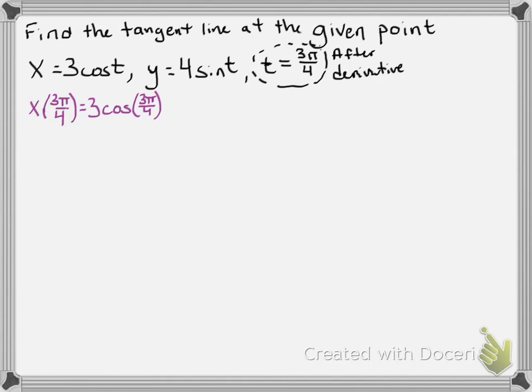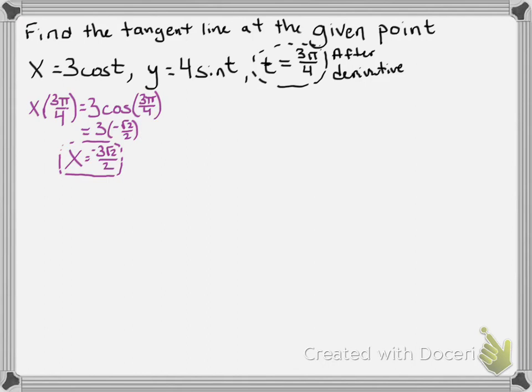So cosine of 3 pi over 4, 3 pi over 4 is in the second quadrant. That means cosine is going to be negative. Cosine of 3 pi over 4 is negative radical 2 over 2. And so my x value is going to be 3 times negative radical 2 over 2, which means my x value is simply negative 3 radical 2 over 2. That's going to be put on hold. We will utilize that when it comes to writing the equation, but for now, we don't need that anymore.